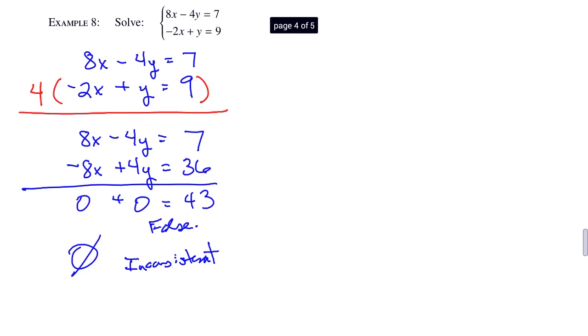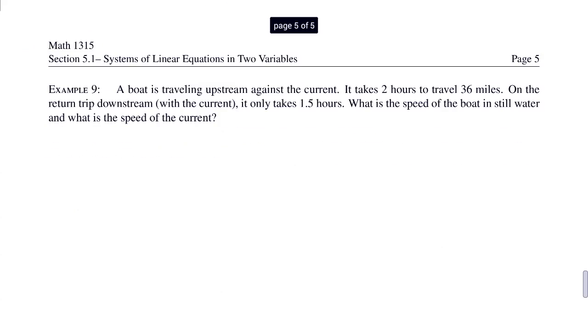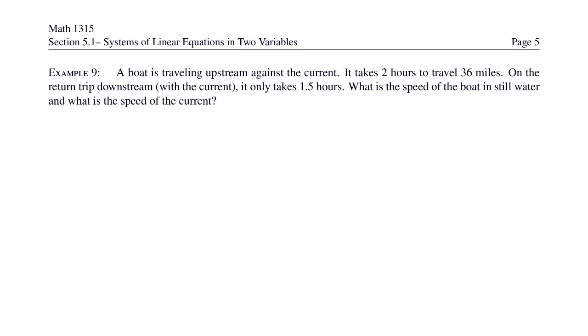All right, let's look at page 5. Example 9. A boat is traveling upstream against the current. It takes 2 hours to travel 36 miles. On the return trip downstream with the current, it only takes an hour and a half. What is the speed of the boat in still water, and what is the speed of the current? So let's set up some variables. Let's let x be equal to the boat speed. And let's let y be the speed of the current.